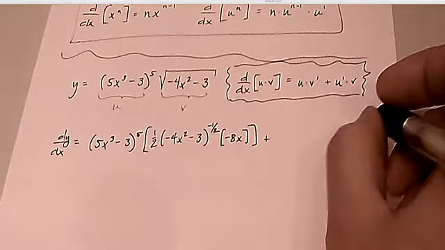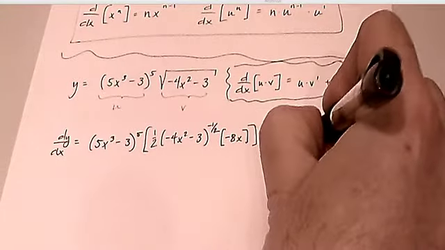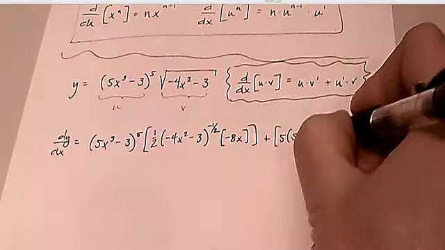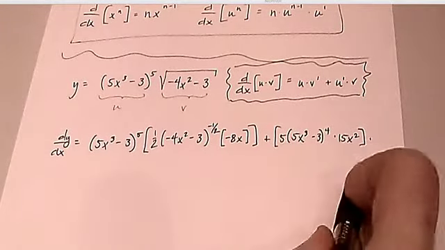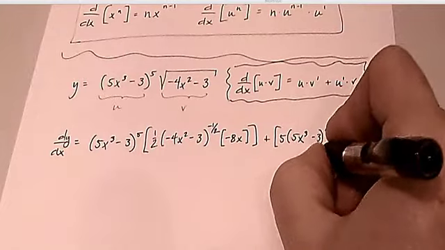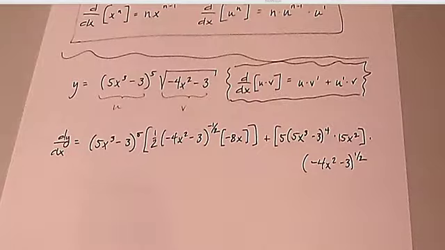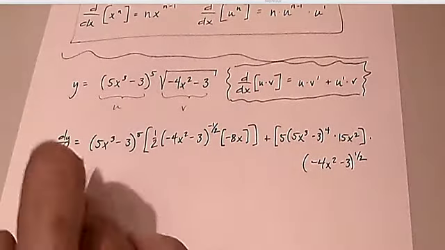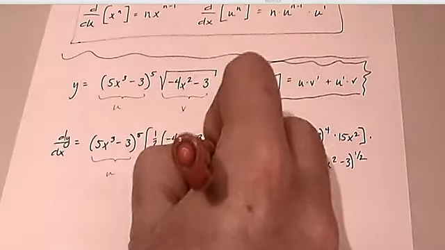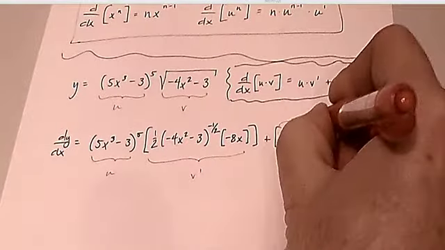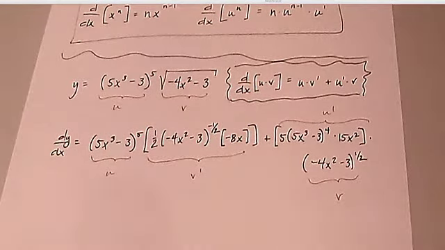Now this next one needs to be U prime, so that winds up being 5x cubed minus 3 to the 4th times 15x squared times, and sorry, I'm going to have to write the V down here, negative 4x squared minus 3 to the 1/2. Now, here is your U, this is your V prime, this right here is your U prime, and this right here is your V.